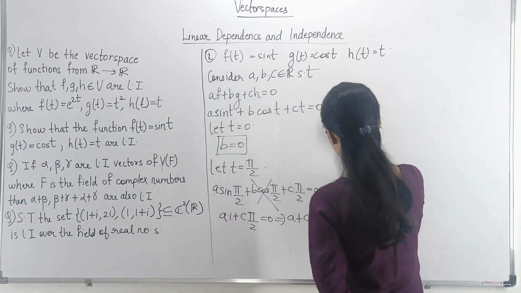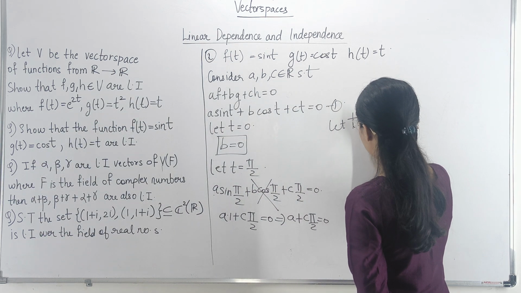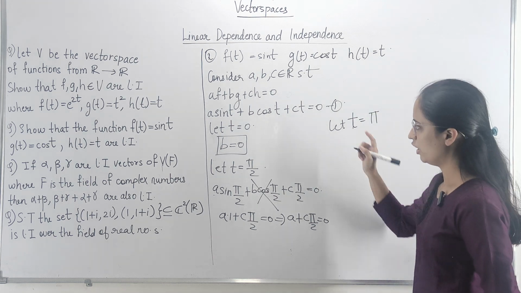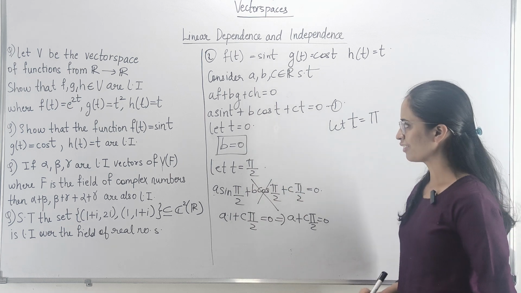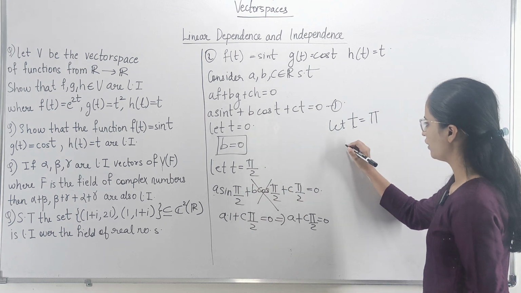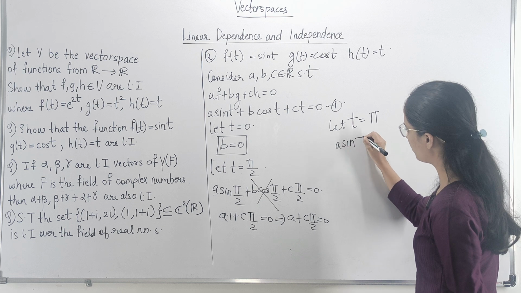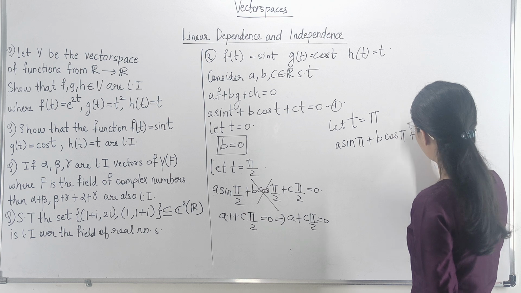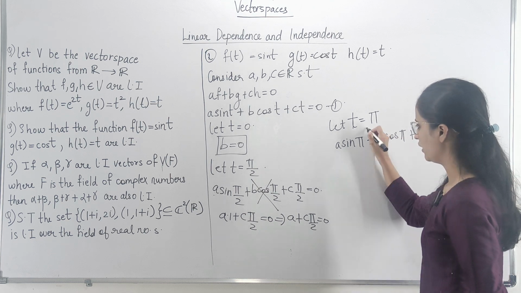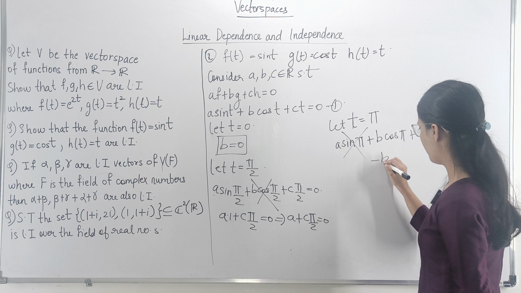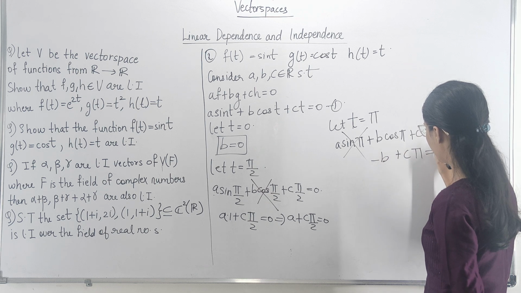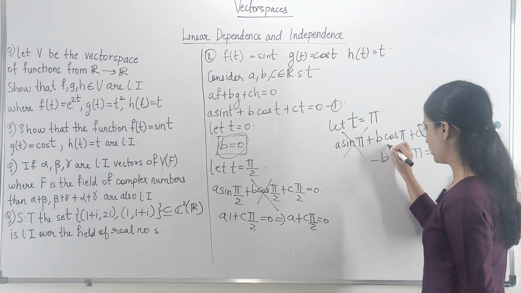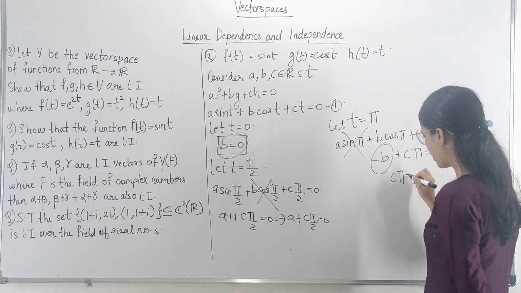Now let us take, let t in this case now be equal to pi. Now pi meaning 180, so we all know that sin pi is 0 and cos pi is minus 1, so we get a into sin pi plus b into cos pi plus c into pi equals 0. This term will go, and here we will get minus b plus c pi equals 0. Now we know that your b is equal to 0, so 0 comes here, so we get c pi equals 0.